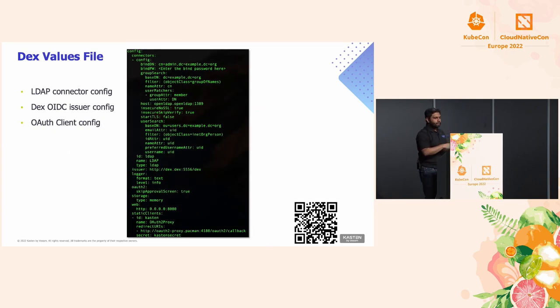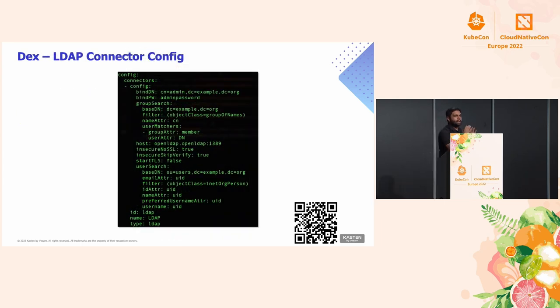Now, before I run through the commands, I wanted to highlight the values file that I'm going to be using to install Dex. So I'm going to be using Helm for Dex. Helm accepts a values file, and that's what I'm showing here on the screen right now. Lots of values here. I've decomposed it into three pieces, which I've listed on the left. There's an LDAP connector piece, which tells Dex that it should communicate with the LDAP server. There's the Dex issuer config, which is about Dex itself. And then there's the client config, which is about the OAuth2 proxy that talks to Dex.